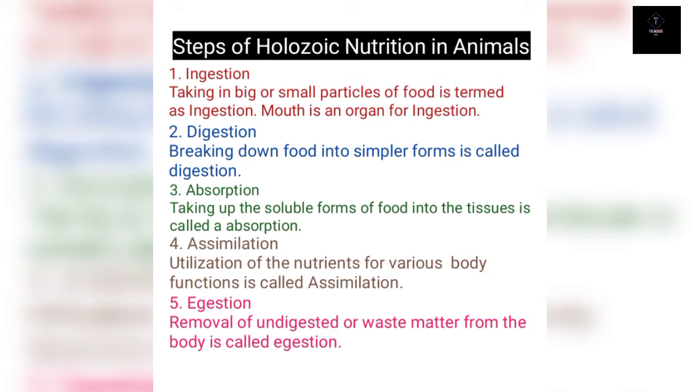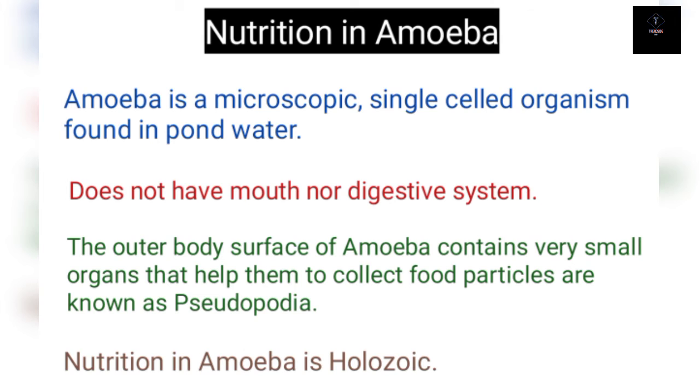ingestion is the mouth. Digestion is the breaking down of food particles into simpler forms, and absorption is taking up the soluble forms of food into the tissues. And what is assimilation? Utilization of the nutrients for various body functions is called assimilation. And what is egestion? The removal of undigested or waste matter from the body is called egestion. So now you are aware of the 5 steps: ingestion, digestion, absorption, assimilation, and egestion.